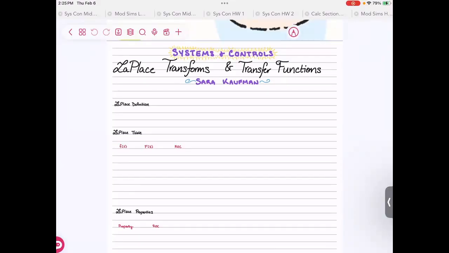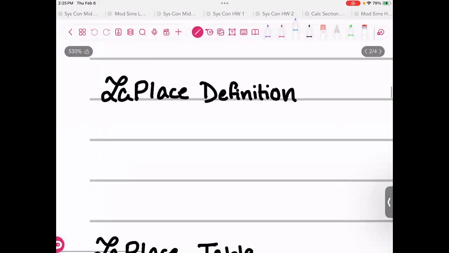Today we're going to be going over Laplace transforms and transfer functions. Alright, the very first thing we're going to start off with is the definition of a Laplace transform. If you've taken it before, this might look pretty familiar to you.